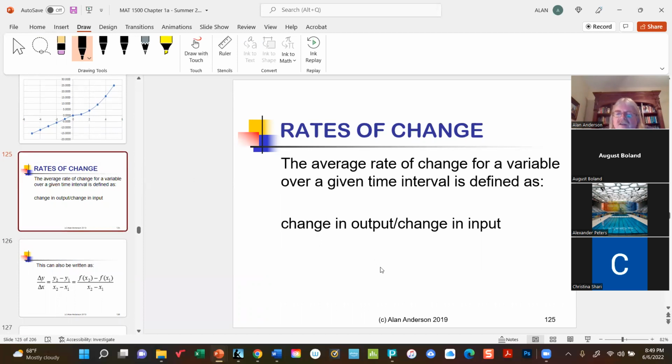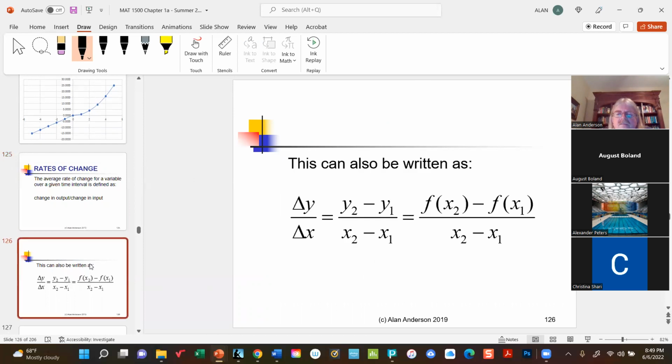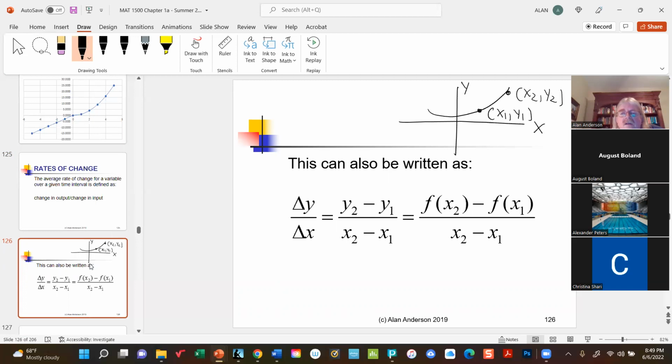So here's the formal definition. On the next slide, this can be written in at least three equivalent ways. And you'll see we have delta y over delta x. Now this is assuming that we have 2 points on a function. Let's say this is our function and here's (x1, y1). And this is (x2, y2). I want to know how much did y change relative to the amount x changed. So you might have heard of this at some level as the rise over the run.